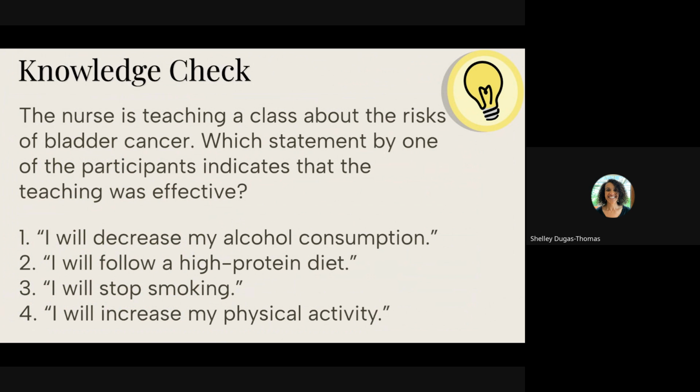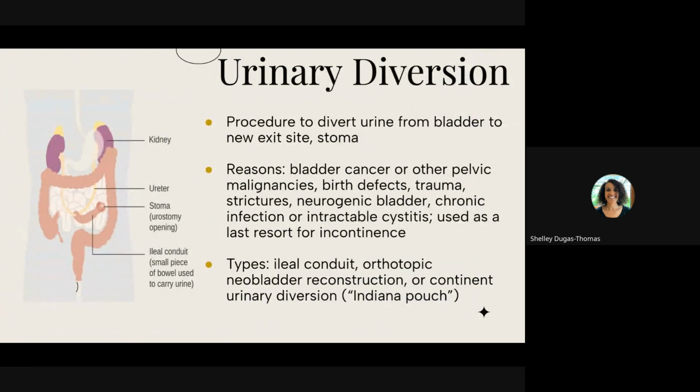Here's a knowledge check. The answer is 3. This statement indicates teaching effectiveness because smoking is the most important risk factor for bladder cancer in the United States. A urinary diversion is a surgical procedure that reroutes urine flow to allow it to exit the body as a result of bladder cancer.